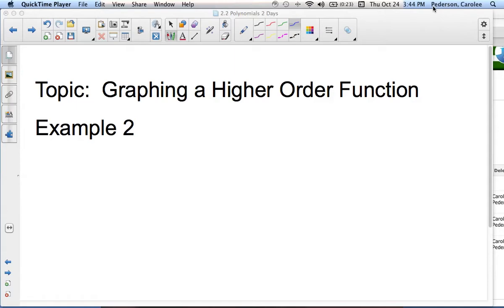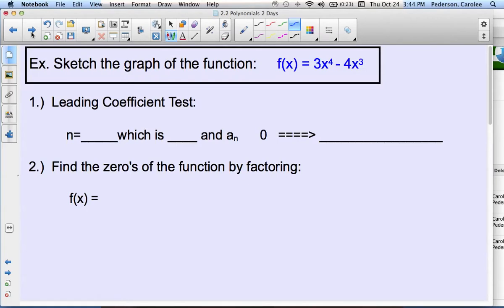An example number 2 on graphing higher order polynomial functions. Now we have a function f of x equals 3x to the 4th minus 4x cubed. This is what we call a quartic function because the degree is 4. So you probably remember from Algebra 2, the shape of this function could be either a W or an M, depending on the leading coefficient test and its end behavior.